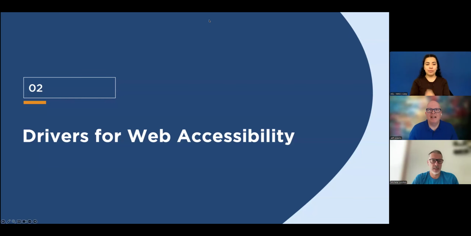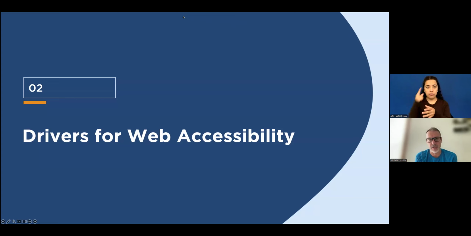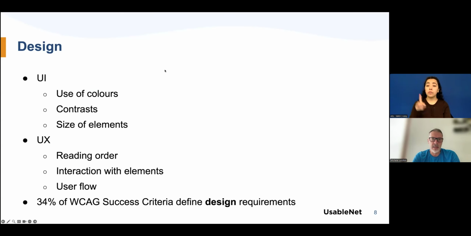Yeah, thank you, Jeff. So as part of the baseline understanding for a project manager or a product owner, in order to understand the economy of accessibility within a life cycle, it is quite crucial understanding which are the main drivers for web accessibility. And the first one is the design in terms of user interface, so the look and feel of the page, and the user experience, so the interaction that the customer will have with the website.